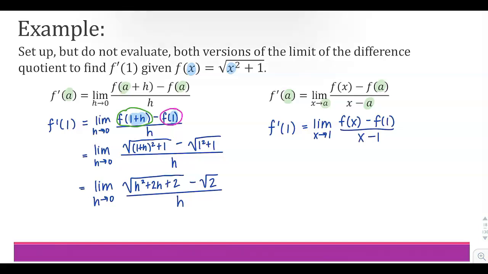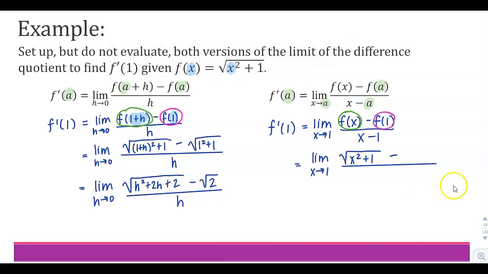Now we're going to apply the function f of x. Here we're going to replace that top left part, f of x, with the exact function. So in our second line, we're going to have the limit as x approaches 1, and f of x is the square root of x squared plus 1. That corresponds to that top left part, and then we're going to have to do minus f of 1.